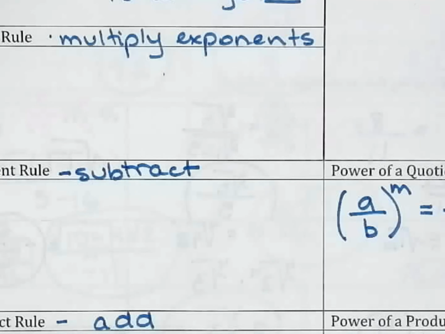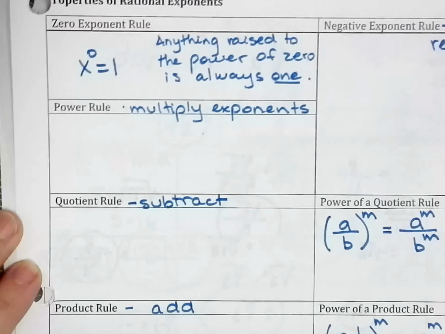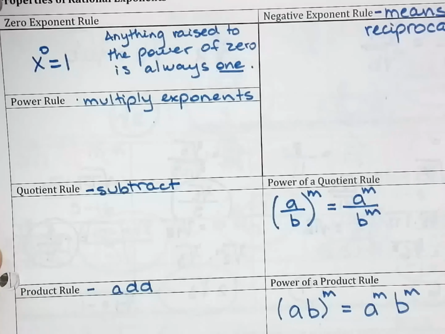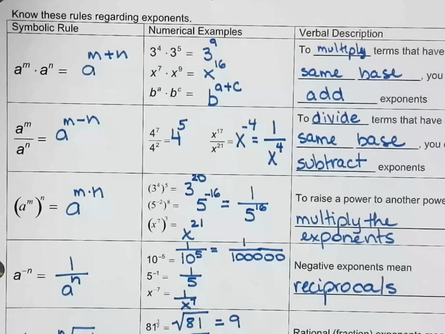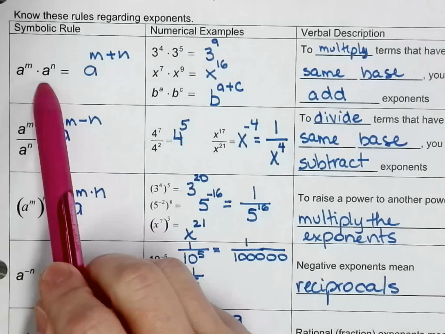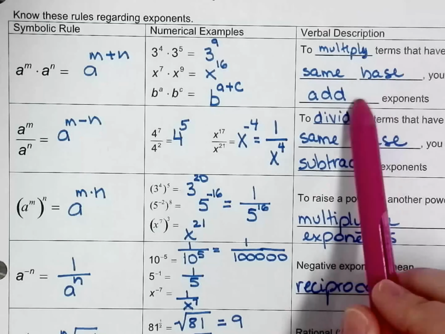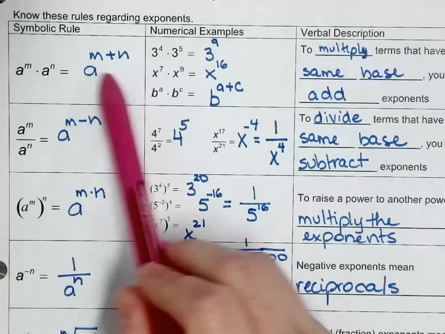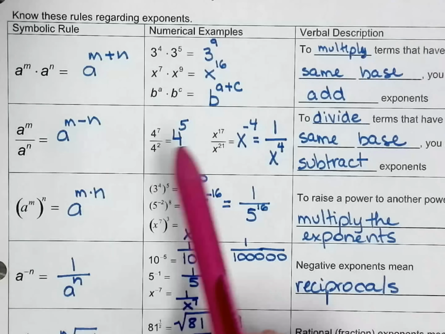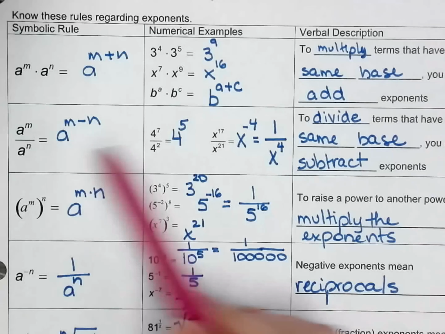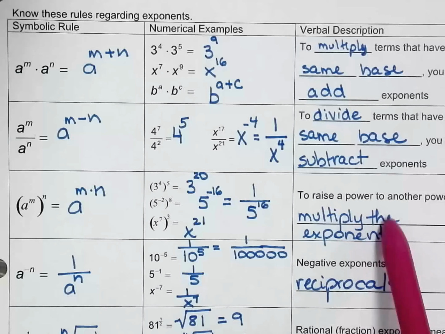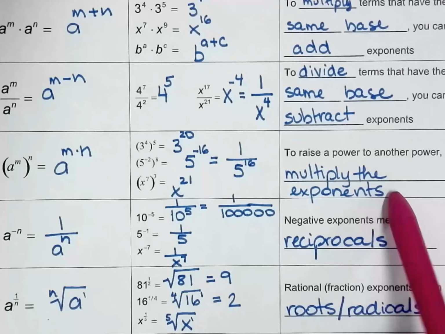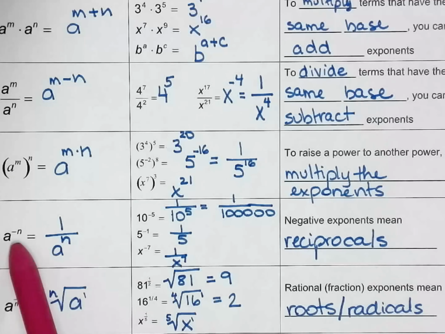The exponent rules, that goes back to middle school, maybe 6th grade. I don't know, because I don't teach that level. But I have a little cheat sheet here. So when you multiply with the same base, you add the exponents. I have a couple examples here. When you divide the same base, you subtract the exponents. Power to another power, you multiply the exponents. This is just a little cheat sheet.